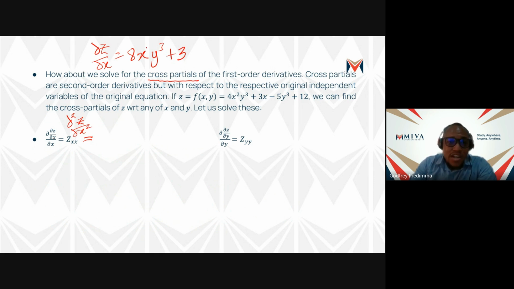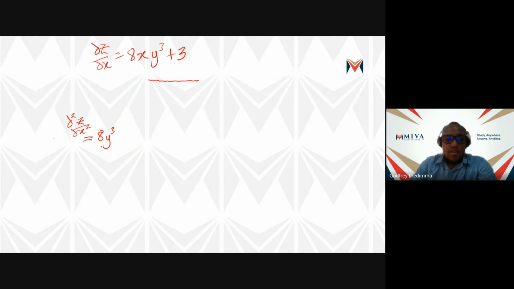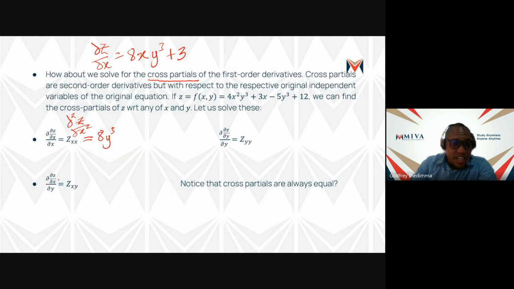So the index here is 1. 1 times 8 gives us 8. Then x turns to 0, and we're having y cubed. This one is a constant, it disappears. So we're done with this. Okay. Then let us look at this cross partial. This is ∂z/∂x with respect to y, meaning that this same function which we just differentiated with respect to x, let us now differentiate it again with respect to y. So this will give us 24xy squared.